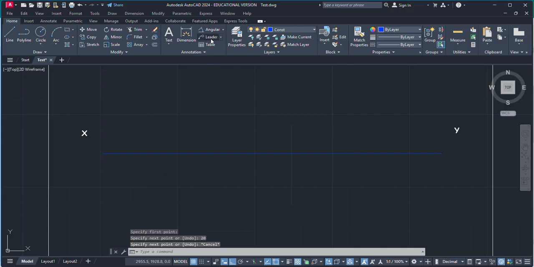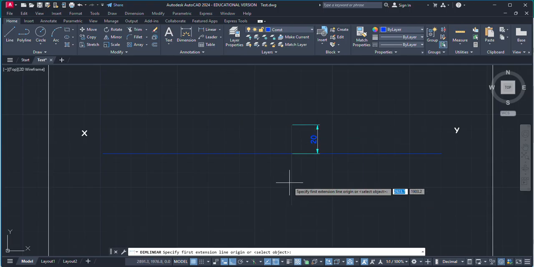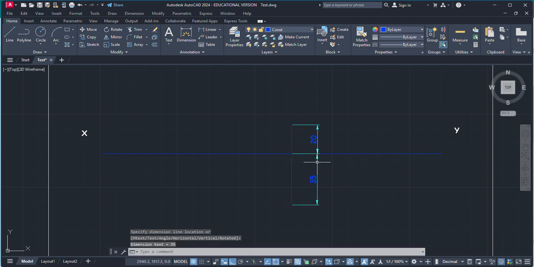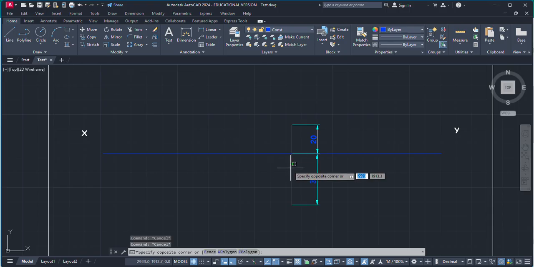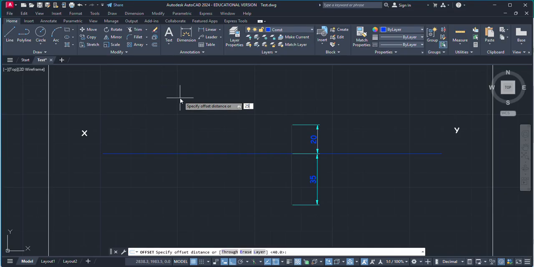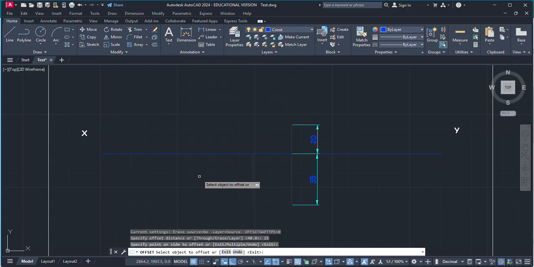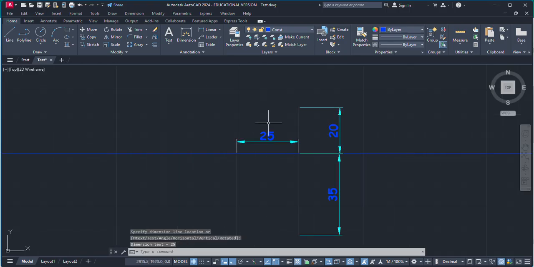Now you can check the dimension. This is 20 and this is 35. And now next part is the side view is 25 mm from LPP. So side view is on left projection plane, so here we have a right side view. So left projection plane 25 mm. So I'm going to take a reference line at a distance of 25 mm, create an offset distance 25 in this direction, just click it. So this reference line is at a distance of 25 mm from the projection.